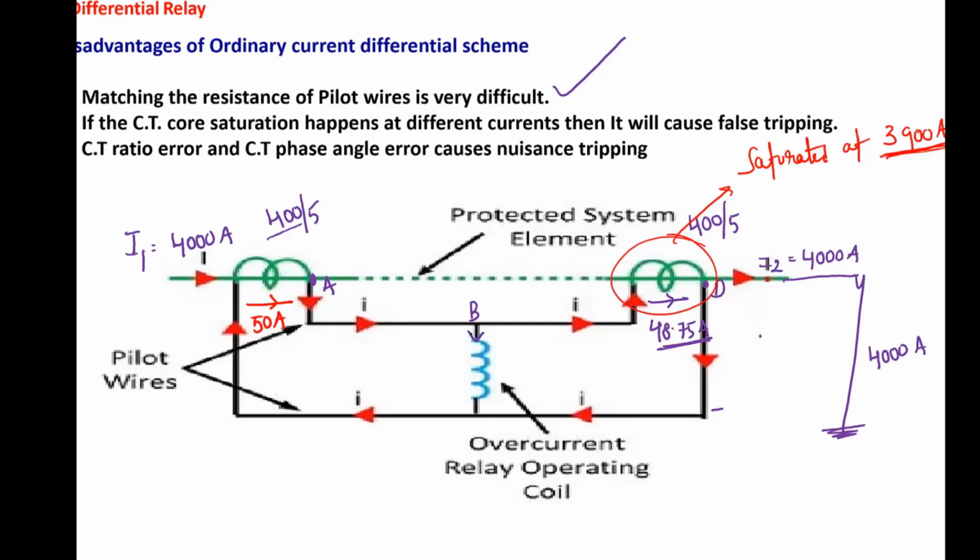So the net current that flows through the relay operating coil is 1.25 ampere. If this value is greater than pickup value, then my relay will trip. Understand? So even though my fault is outside my zone, this tripping is caused because of the different CT core saturations, which in most of the cases will also happen. This kind of tripping will happen when the fault is very severe, high magnitude current flows. That is the second disadvantage. The CT core saturation happens at different currents, then it will cause false tripping.